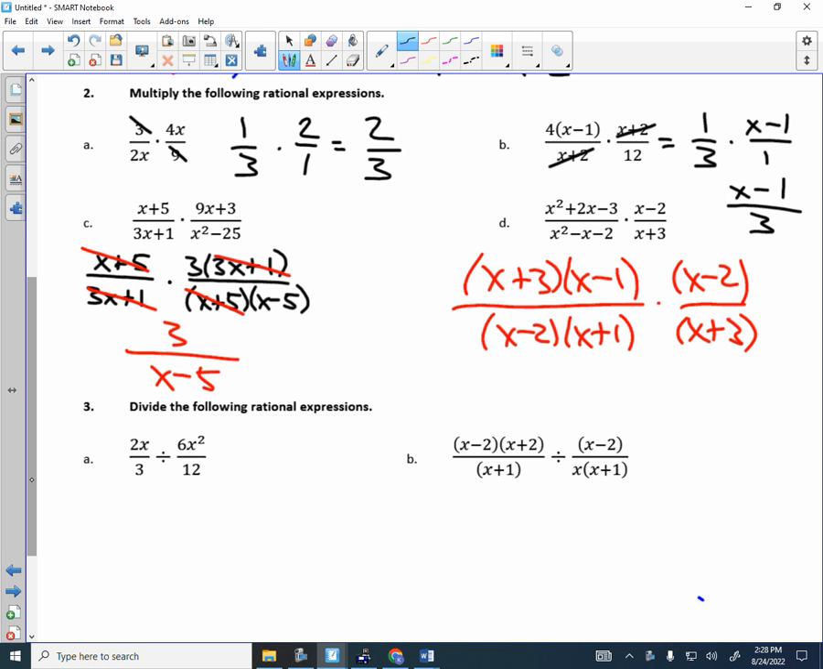Okay, looks like the x minus 2's do in fact cancel. The x plus 3's do in fact cancel, and I get x minus 1 over x plus 1. We all good? Questions? Question going once, going twice, 3 times.